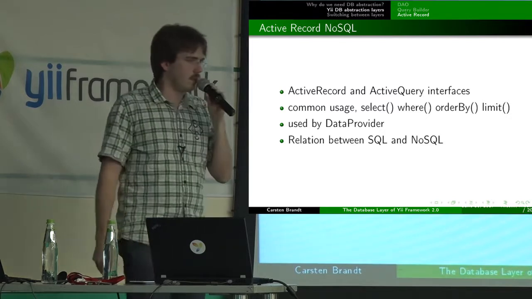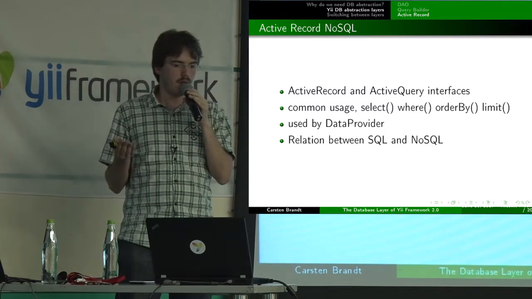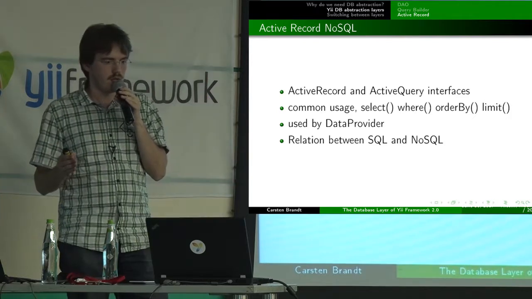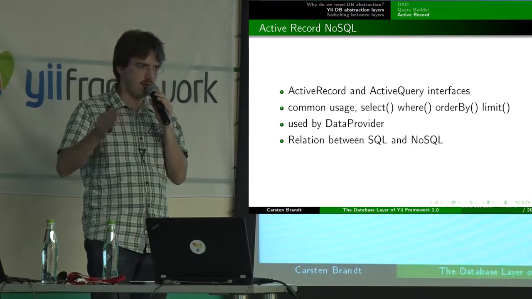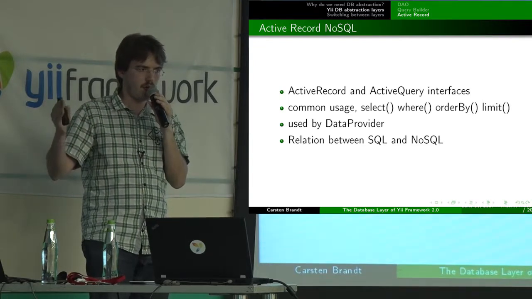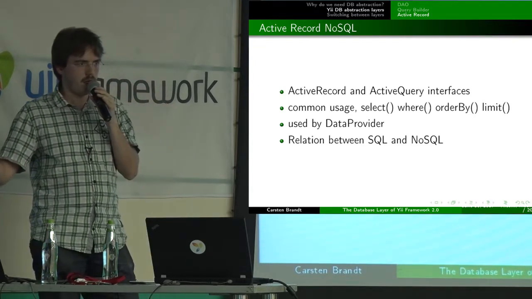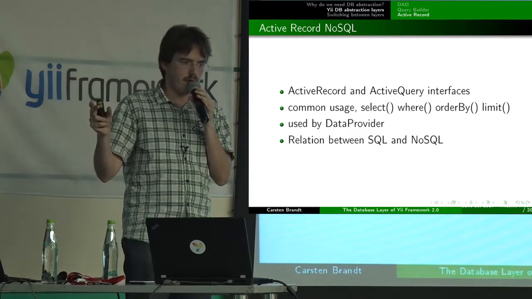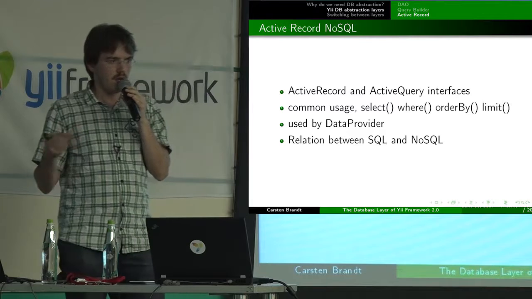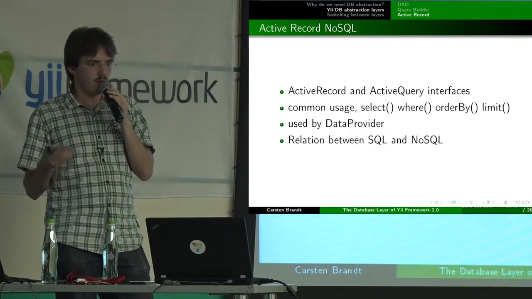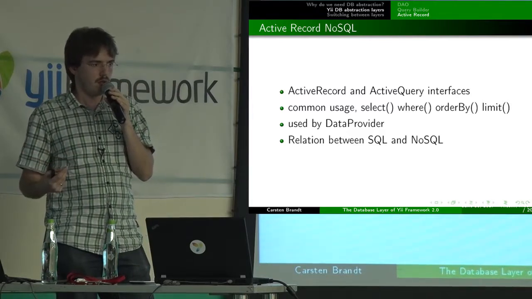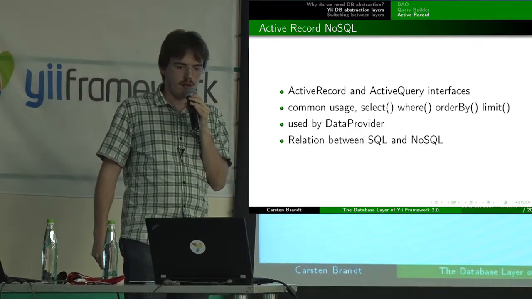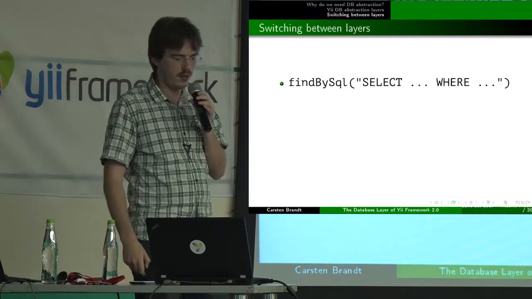And because we also can have relations directly between SQL and NoSQL, if we specify a relation like user has one profile, and the profile is stored in MongoDB, for example, Yii will just create the query, and the query knows that it's related to MongoDB instead of SQL, and will load the data from there. Okay, that was ActiveRecord.